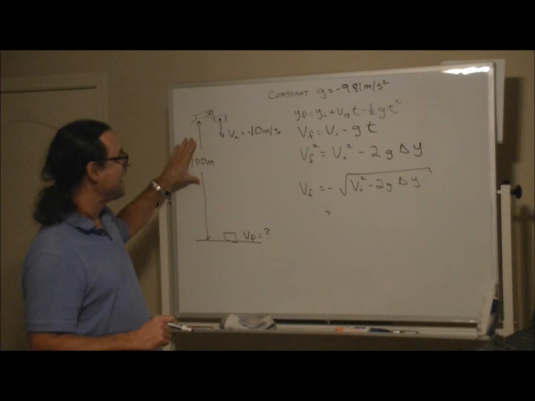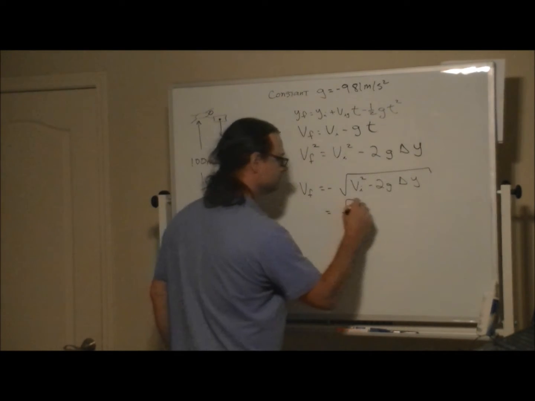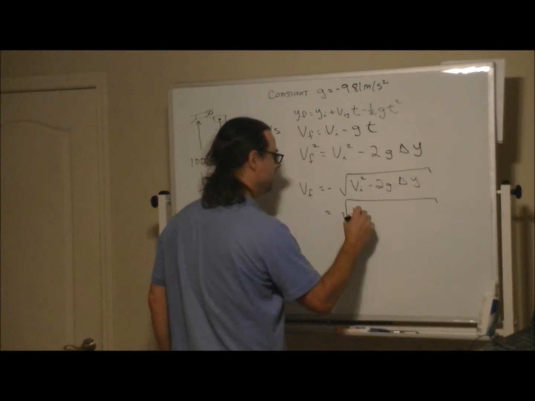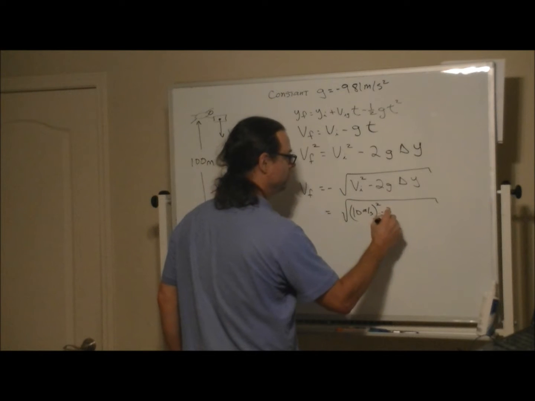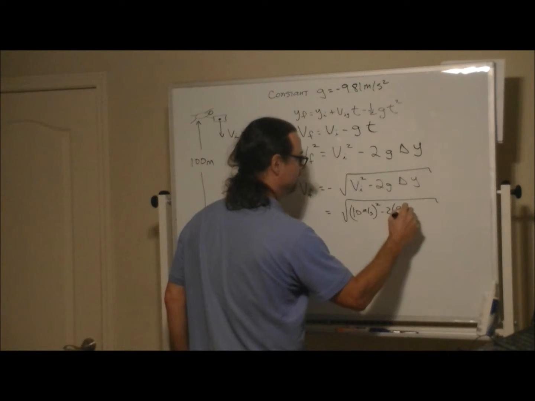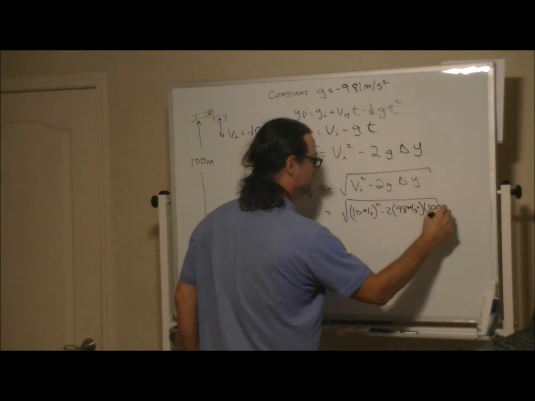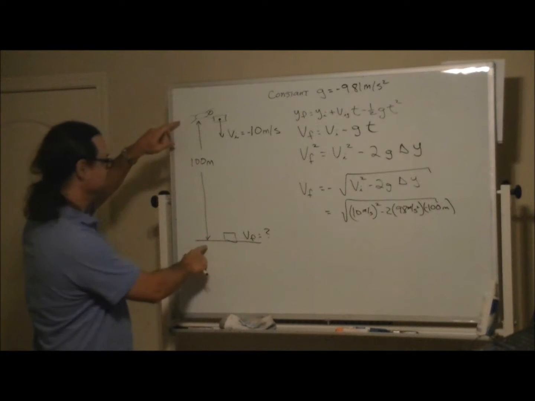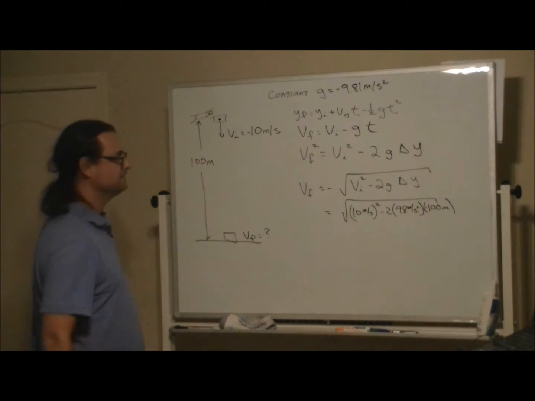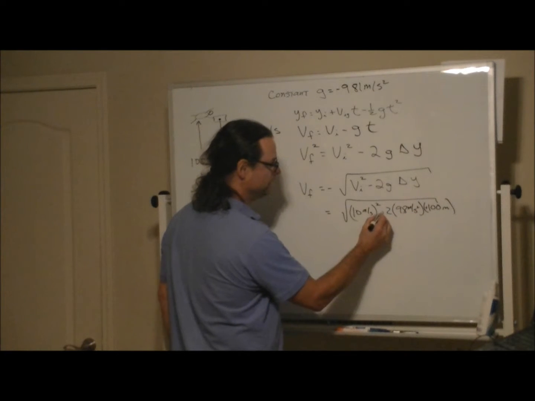The delta y, let's just go ahead and plug in 10 meters per second squared minus 2 times 9.8 meters per second squared times 100 meters, but it's negative 100 meters because you start at a lower place than you begin. So the negative and the negative cancel out.